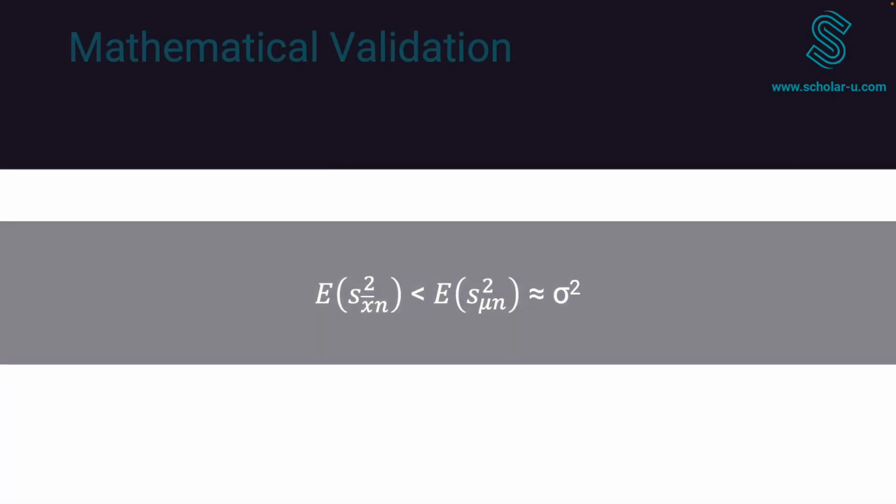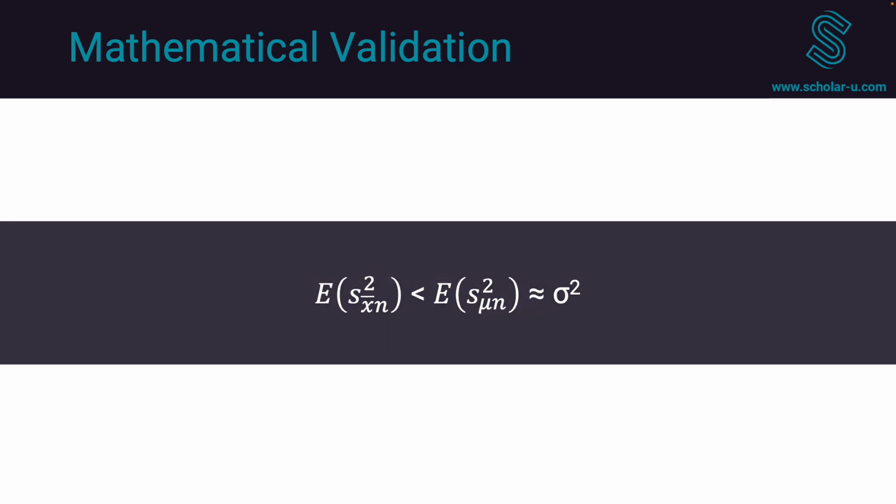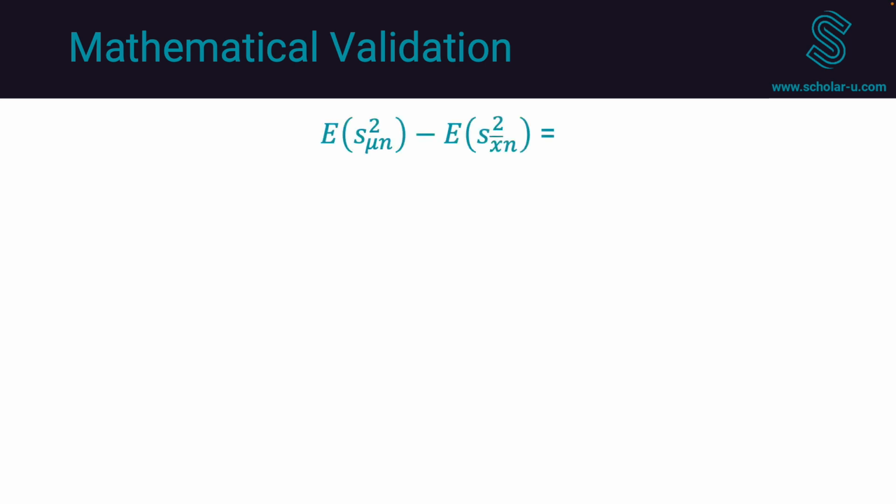In our earlier demonstration, we established that the sample variance using n in the denominator is smaller than the sample variance using the population average, which in turn is a reliable estimate of the population variance. Now for the mathematical derivation, let's subtract the expected value of both terms and examine the outcome.